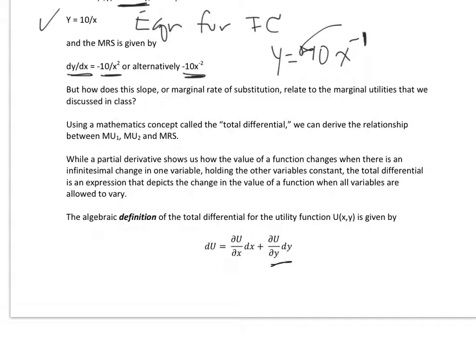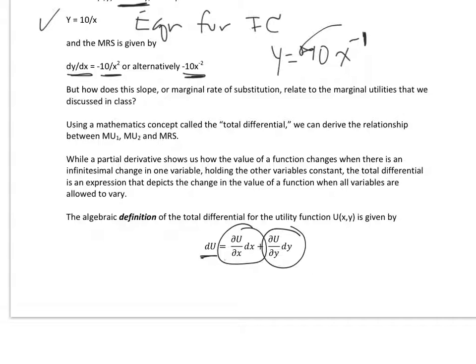Okay? Now we do the same thing for y. We have the rate of change of u when y goes up by a little bit, and when we multiply that times an actual change in y, we get the total change in u due to a change in y. So the whole thing is the change in utility from a change in y. When we add those two things together, we get the total change in u.